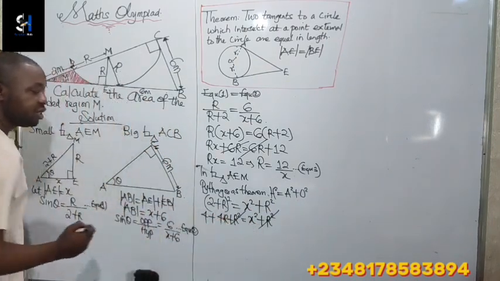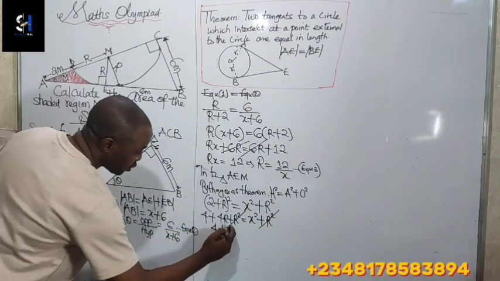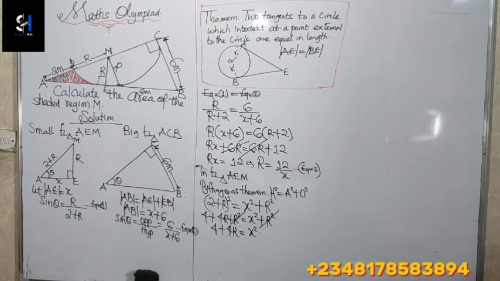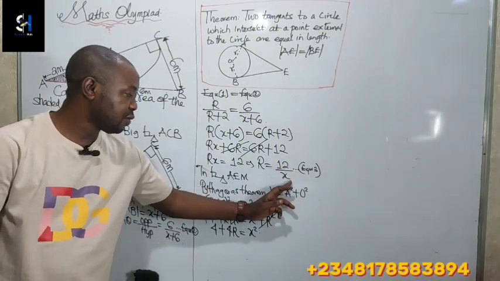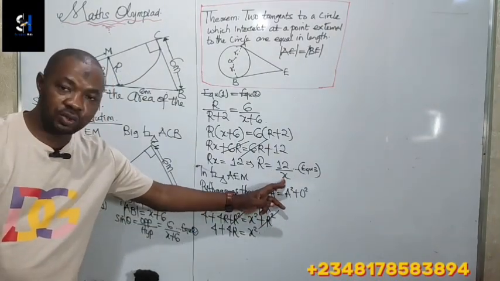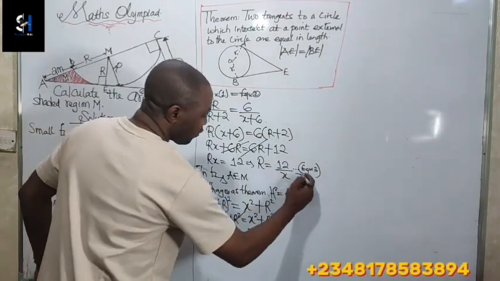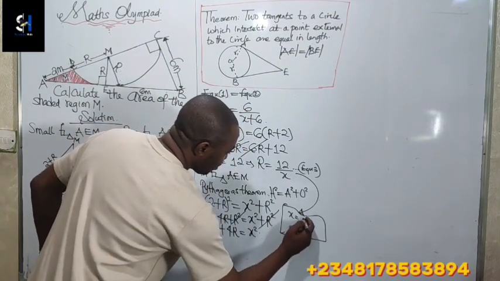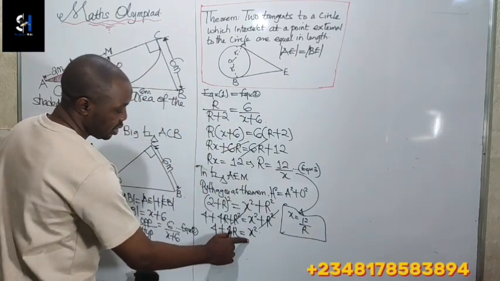Now r square will be eliminated from both sides, so the equation reduces to 4 plus 4r equals x square. Don't forget that we have here that r is equal to 12 over x. I can rewrite this so that we have x in terms of r. So we can have x equals 12 over r, and I'm going to substitute for x in this equation.